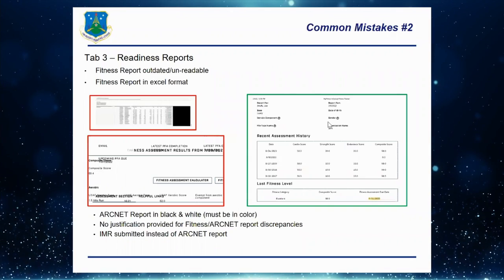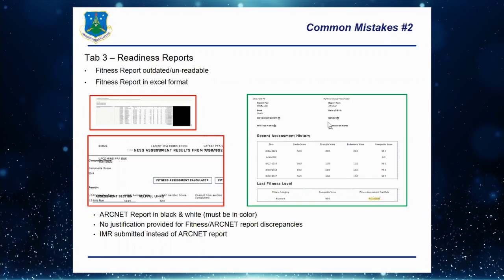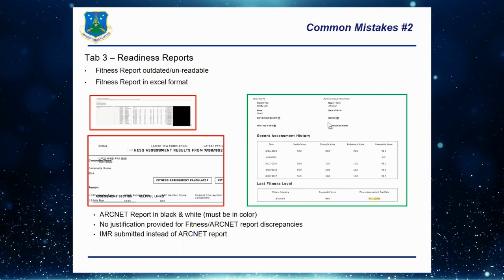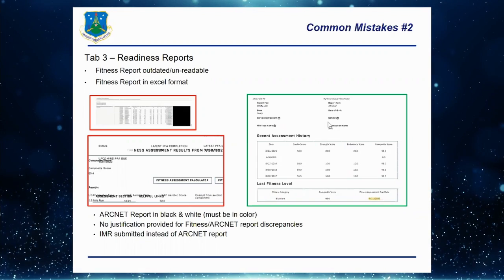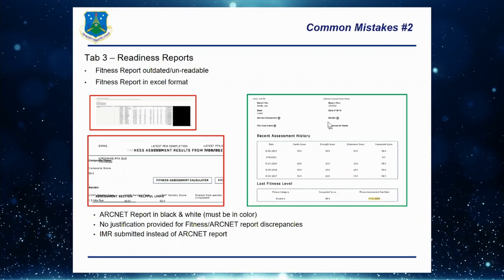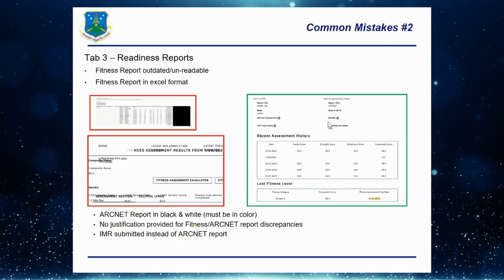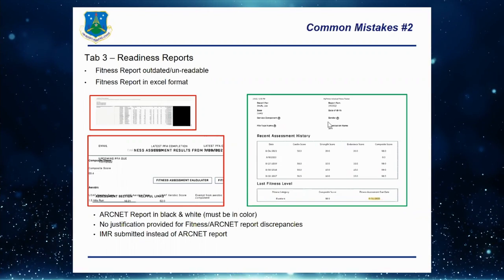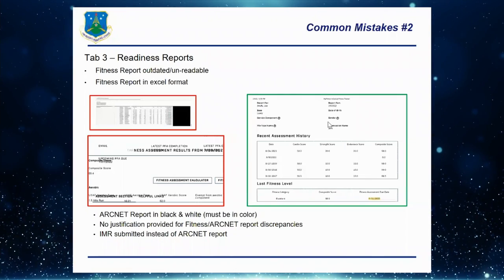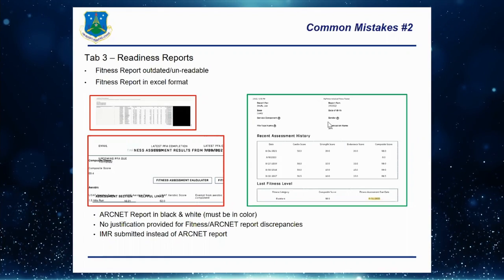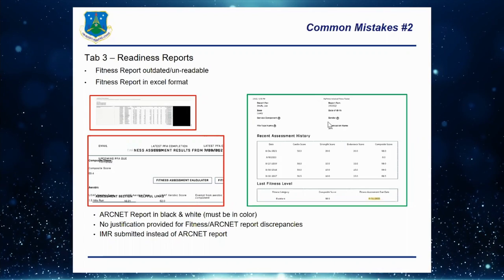Okay, common mistake number 2, tab 3. It's the fitness report. We get so many different ones. I provided 2 examples. These are actual packages that we pulled from. The top one, as you can see there, is an Excel document, and it's really tiny. Some of these we were just trying to reformat and resize, and it was just becoming very time consuming, so we just started kicking them back.